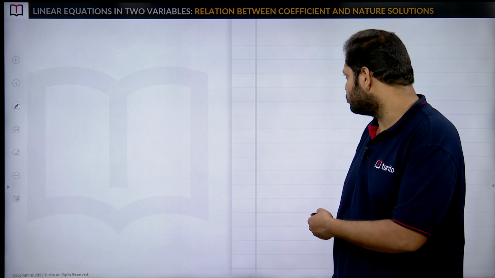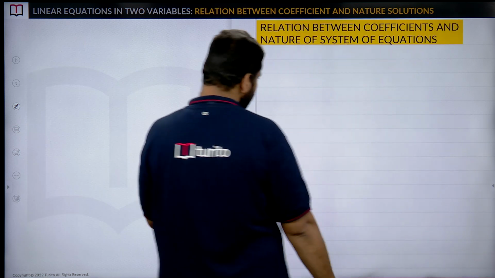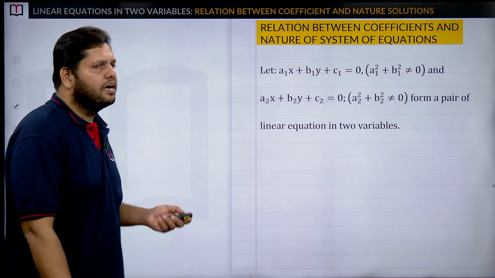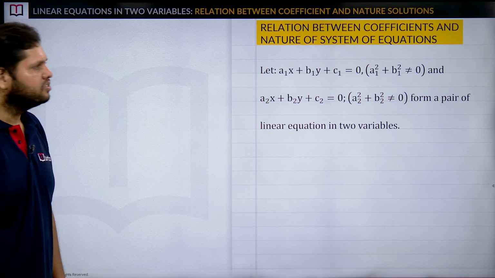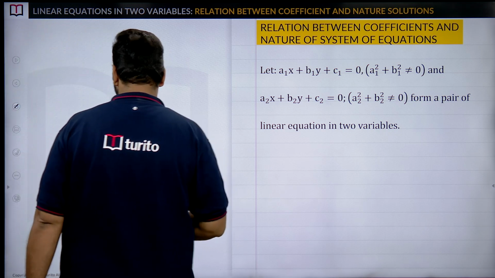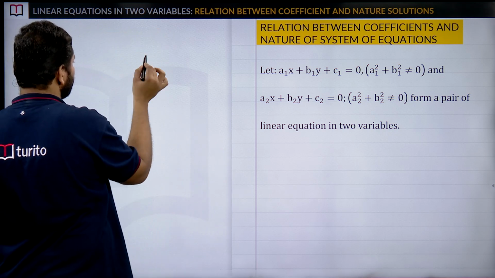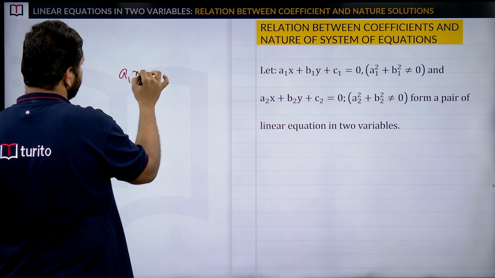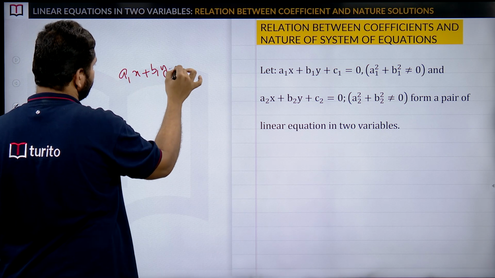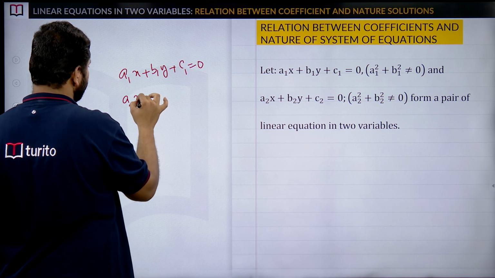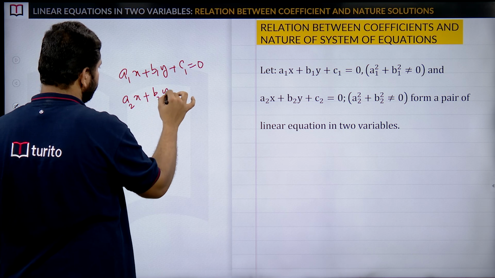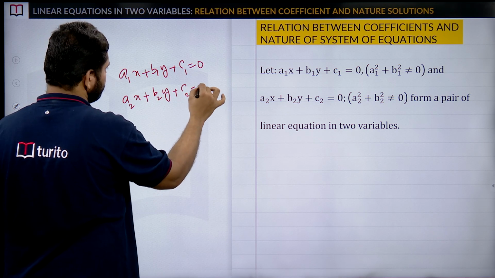Now, children, let us see another question. Now the relationship between the coefficients and the system of solutions. Children, I am taking a pair of linear equations in two variables. So this is a1x plus b1y plus c1 equal to 0. I am taking another equation, a2x plus b2y plus c2 equal to 0.